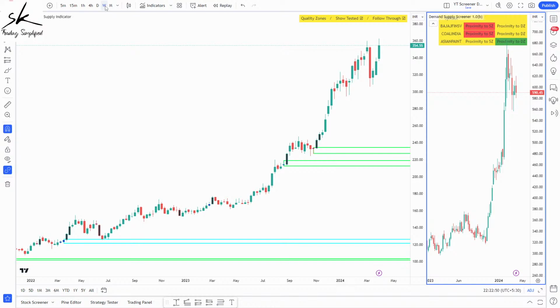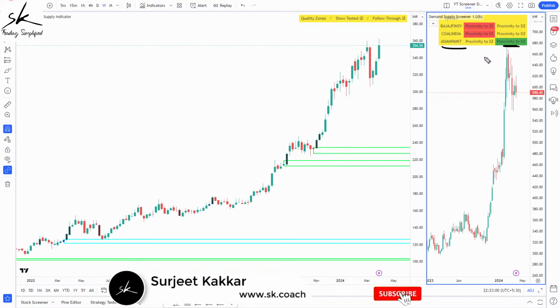So generally it does not happen, maybe some backend issue, but now you can see it hardly took maybe 15-20 seconds, and it is telling me that now I don't have to analyze those 40 symbols. Asian Paints is the only one which is currently inside of a weekly demand area, and out of those 40 symbols, these are the two which are inside of weekly supply areas.